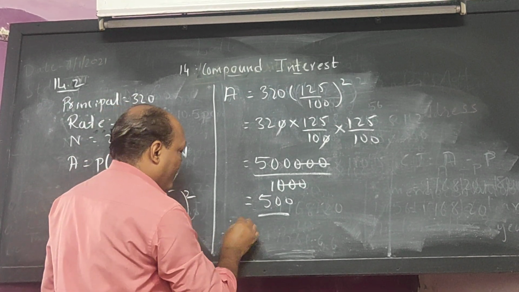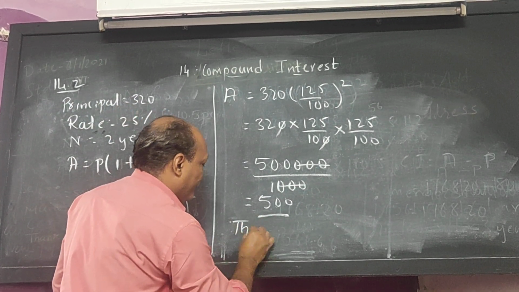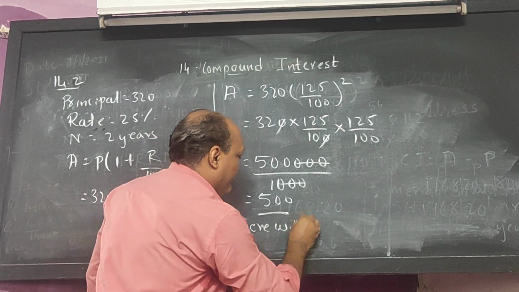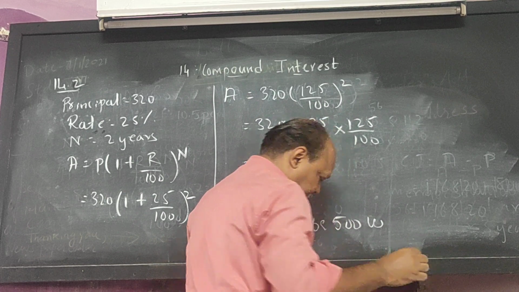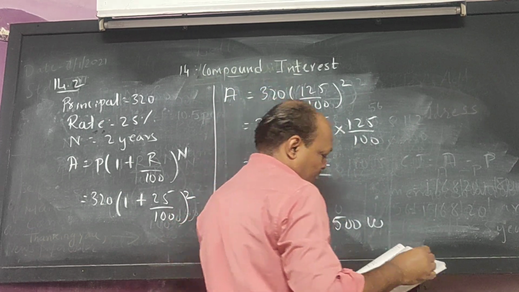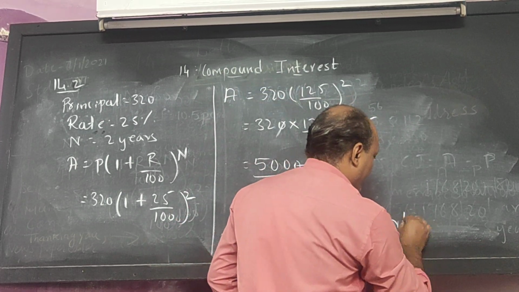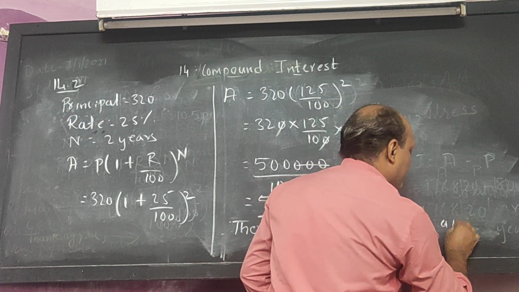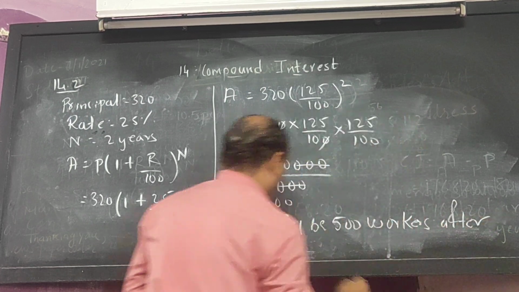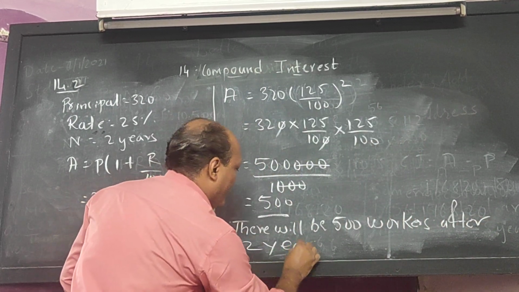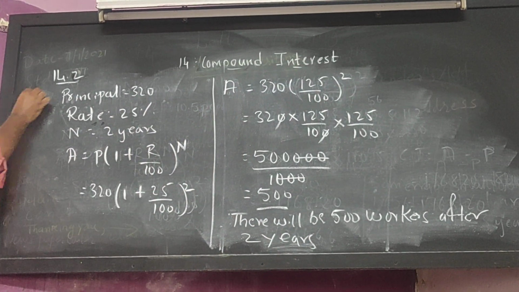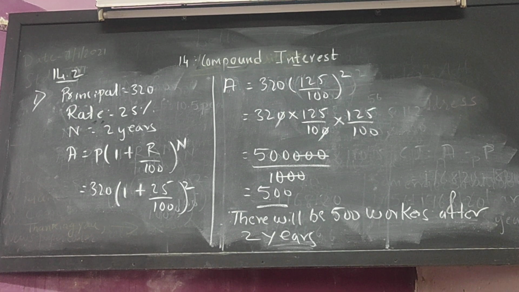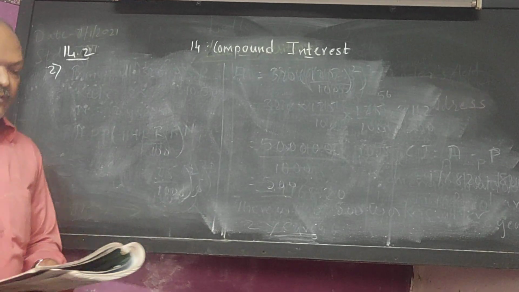There will be 500 workers after 2 years. I hope all of you understood this first sum. This was the first sum of exercise 14.2. Okay, we will go for the second question.